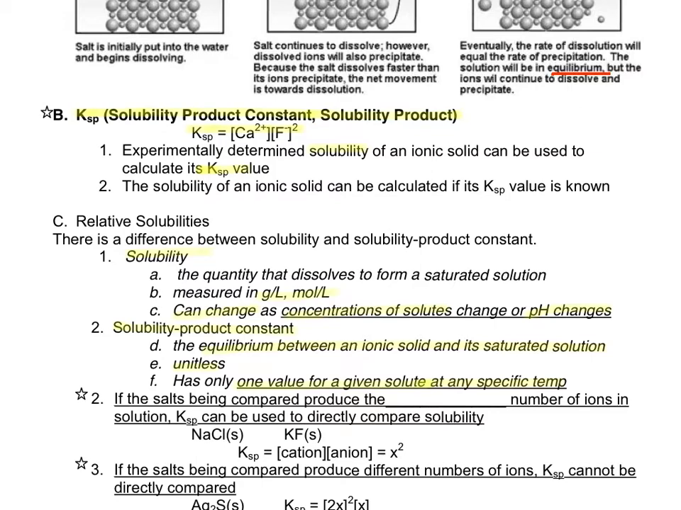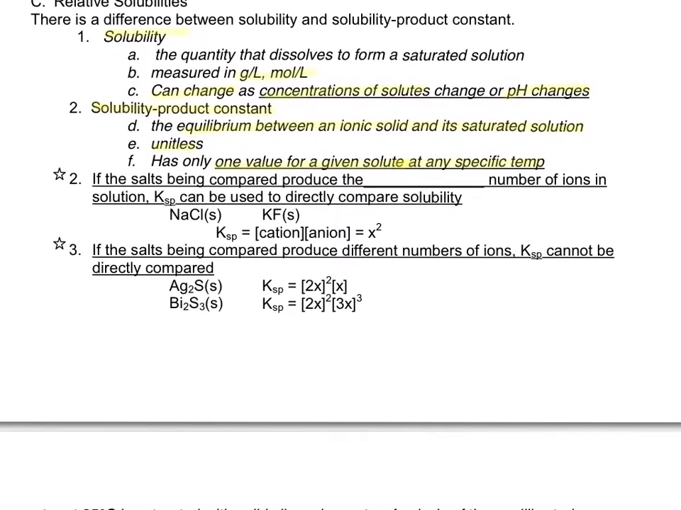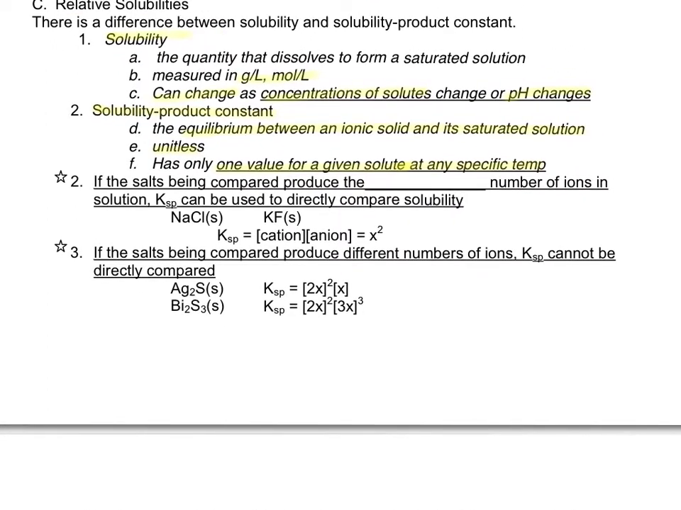Now you can also use the KSP to compare solubilities if you're comparing two salts that form the exact same number of ions. So for example, if I was comparing NaCl and KF, both of them form 2 ions when you put them into solution, and so their equilibrium expression is going to look something like this. Since they produce the same number of ions, whichever one has the higher KSP is creating the most cations and the most anions. That means that it's producing the most ions, period. Therefore, it is more soluble. It's forming more particles when you drop it into water.